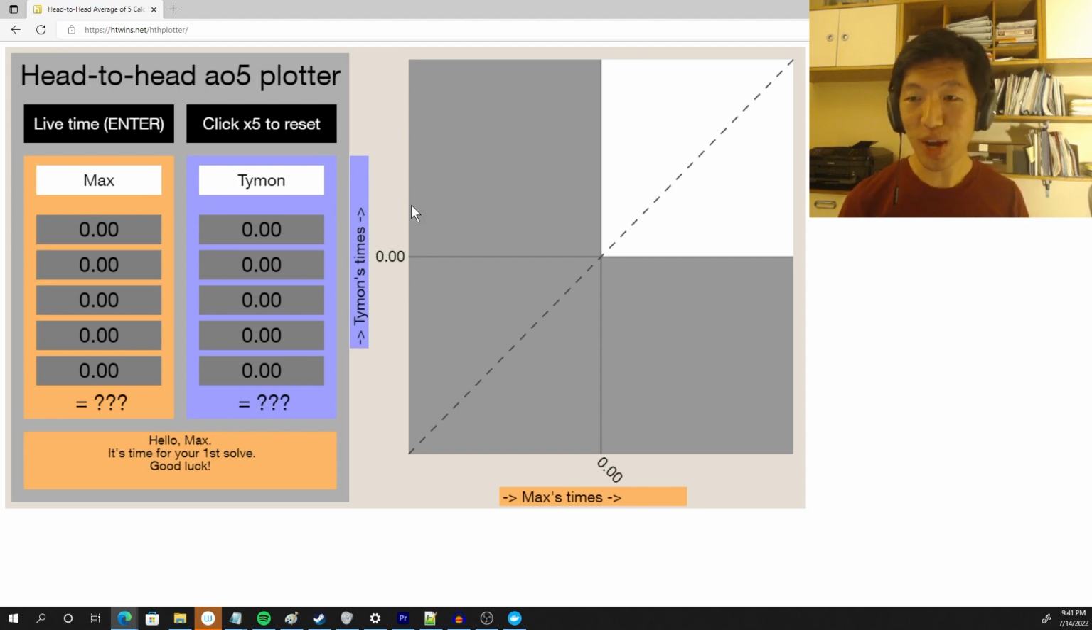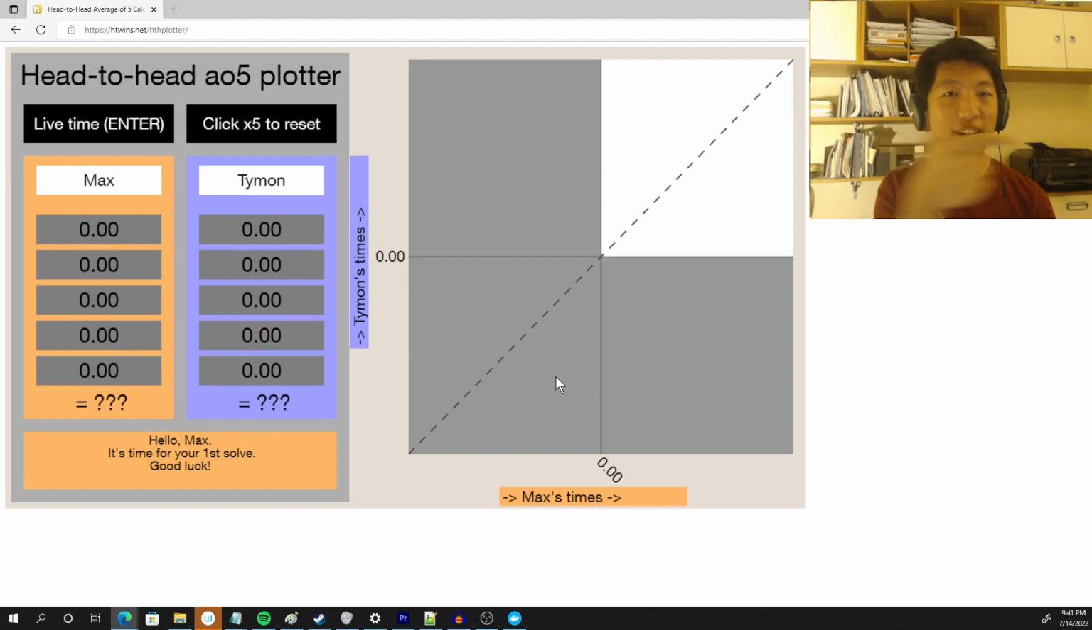And for this entire graph, Max will be represented with the orange color, and Timon will be represented with the blue color. Similarly, Max's times will always be represented with the x-axis going rightward, and Timon's times will be represented with the y-axis going upwards.